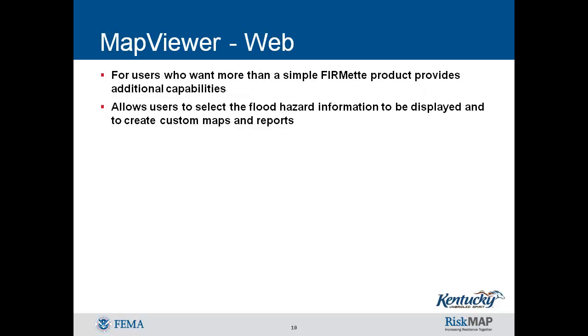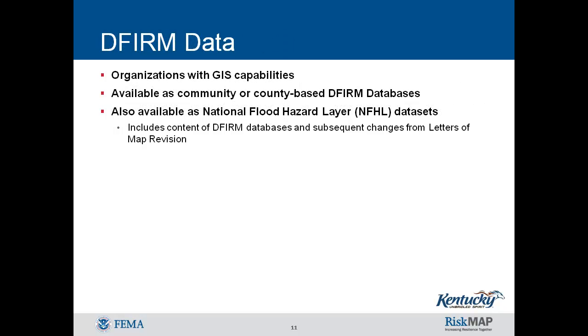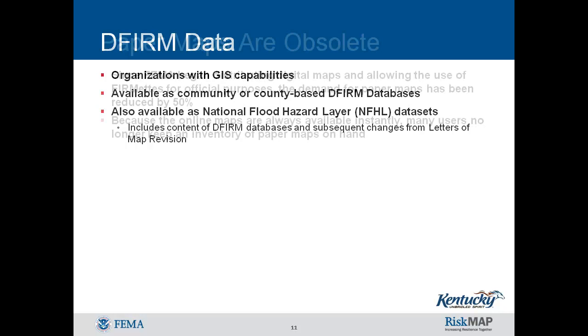The MapViewer web is ideal for users who want something more than a FIRMette that provides additional capabilities. It allows users to select the information to be displayed and create custom maps. DFIRM data can be used to create enhanced products by anyone with GIS capabilities. It's available as community or county-based DFIRM databases and also available as National Flood Hazard Layer datasets.